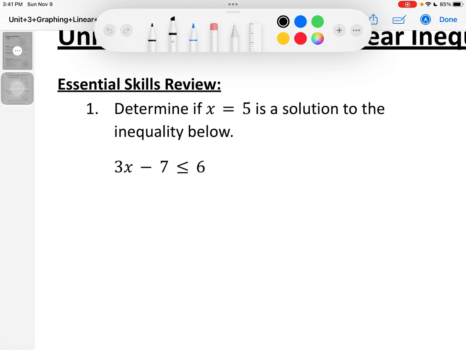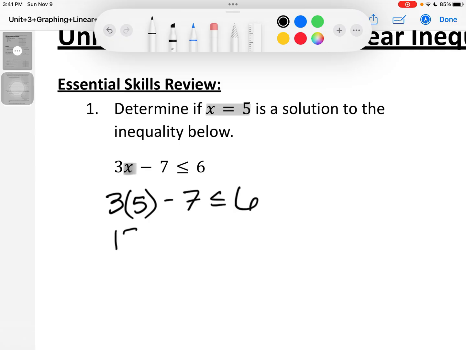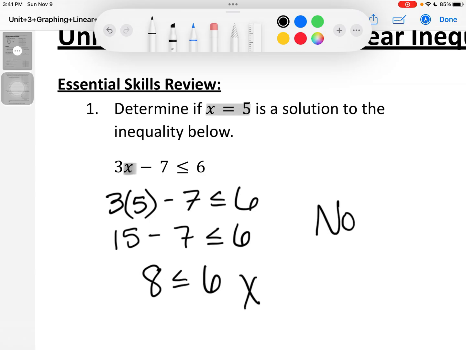So we're going to go over some skills that we should kind of already have. This is the idea that if x equals 5, we want to know if this inequality is true. So we're going to take that 5 and plug it in to see if we get a true statement. This says that 15 minus 7 is less than or equal to 6. Is 8 less than or equal to 6? No, so this is not a solution.